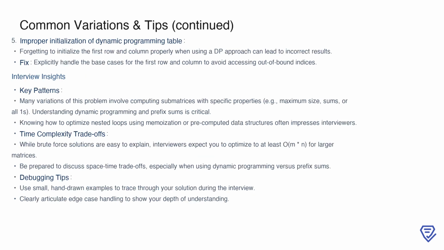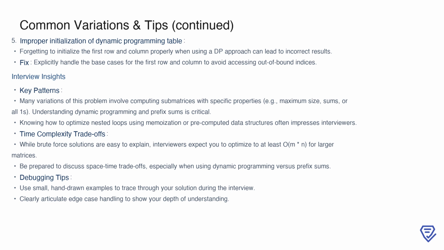Another potential pitfall is the improper initialization of the dynamic programming table. When using a DP approach, forgetting to handle the first row or column can lead to incorrect results, especially since accessing out-of-bound indices can crash your program. Make sure to explicitly manage these base cases to ensure your solution is robust.